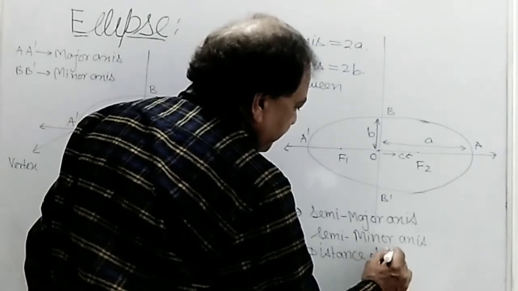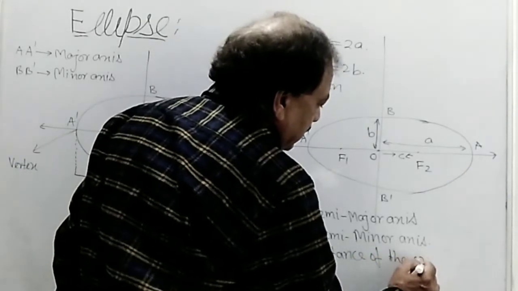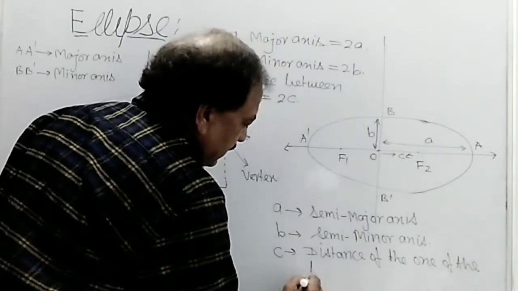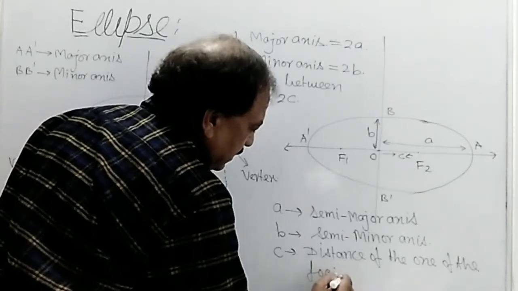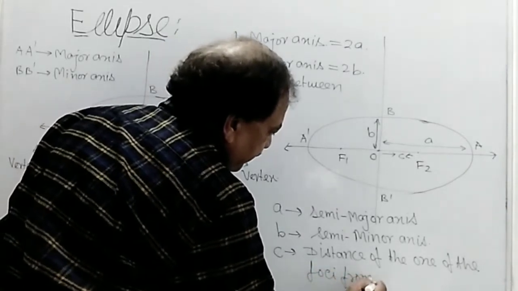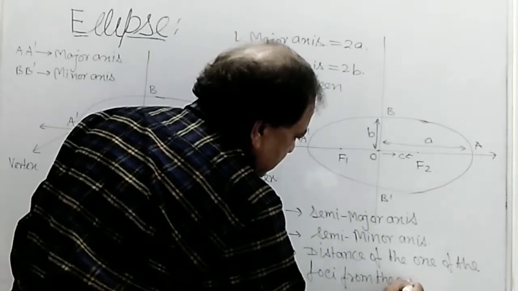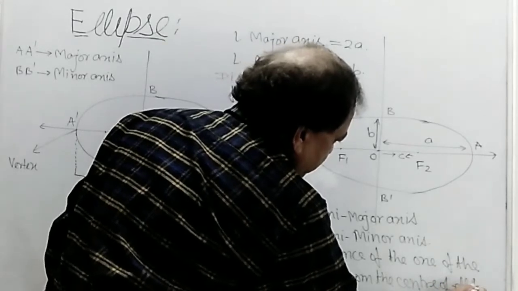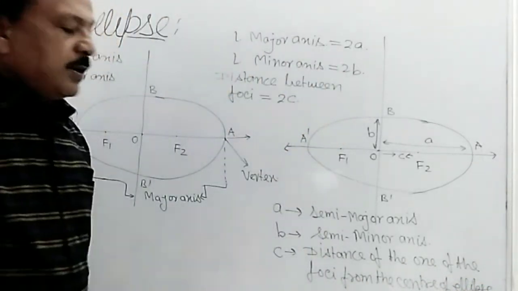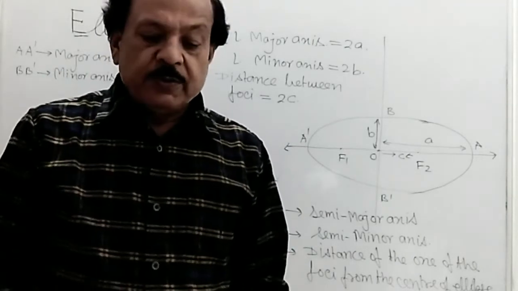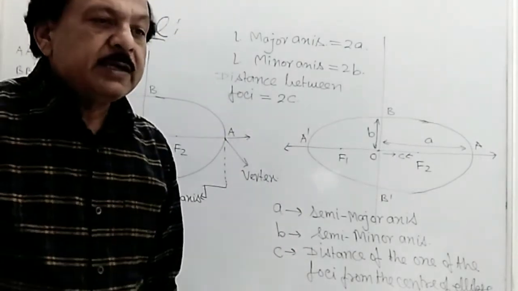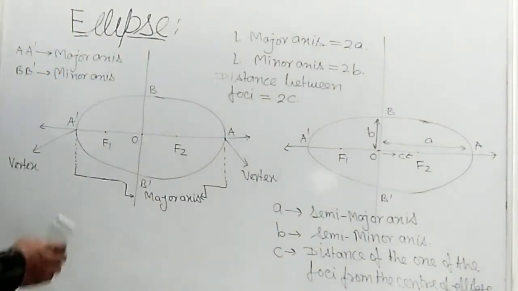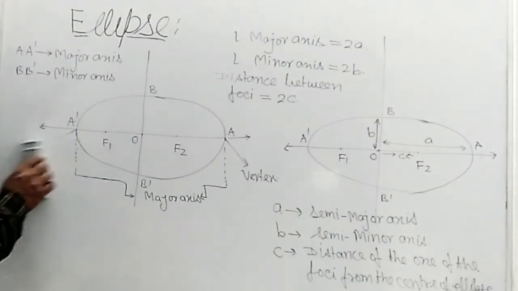Distance of one of the foci from the center of the ellipse. So now you know all of this, and now let us see the relation between the center of the ellipse.